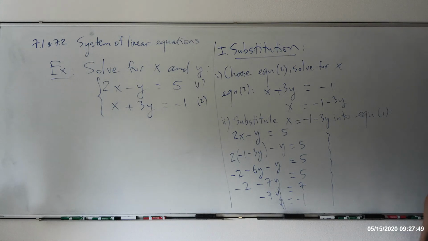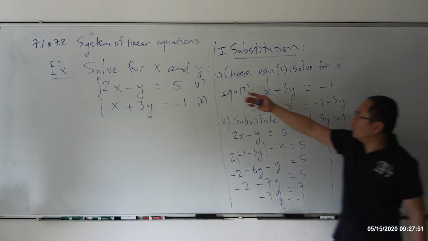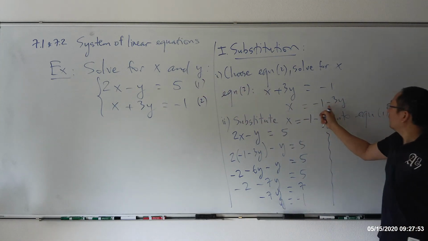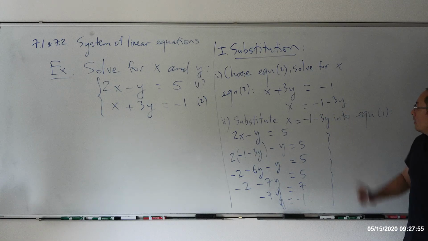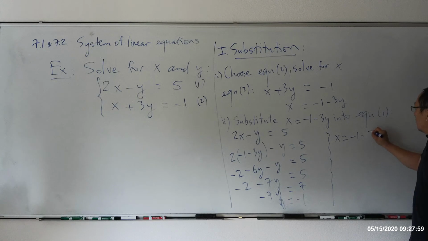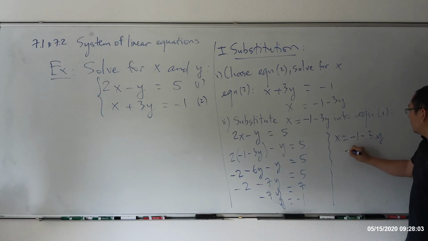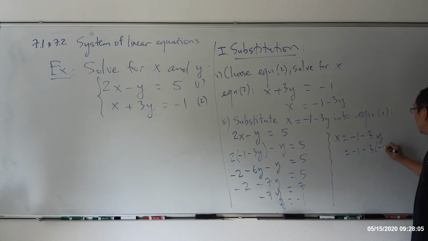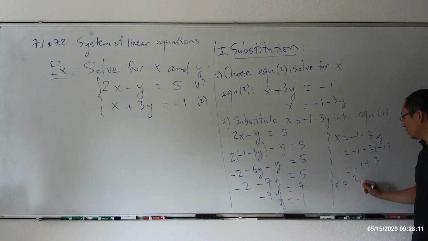After having y equal to -1, we plug it back into either equation 1, equation 2, or the equation that we have from step 1 right here. You can solve for x. So x equal to -1 minus 3 times y, which is -1 minus 3 times -1. It's -1 plus 3, so x is equal to 2.